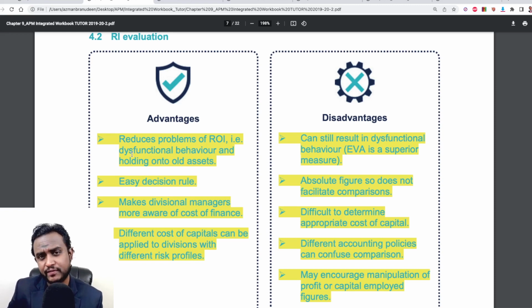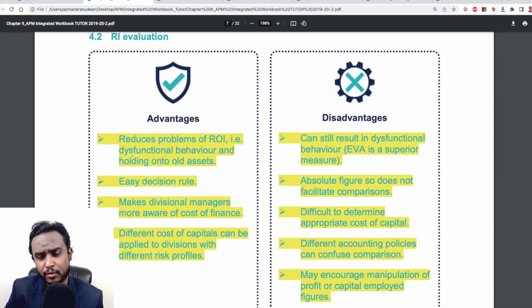So you have the freedom to break the divisional RIs into different components, depending on, maybe you have 5 products which have different risk portfolios, which are financed with different components of finance. And therefore you can do separate RI calculations and add those values and see what is the total. So this kind of flexibility is also provided. However, it does have certain disadvantages.